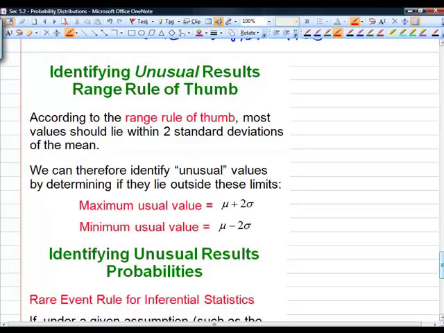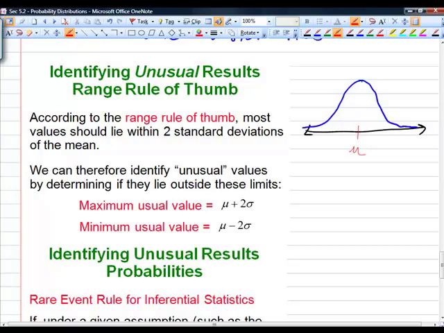According to the range rule of thumb, most values should lie within 2 standard deviations of the mean. We can therefore identify unusual values by determining if they lie outside these limits. Do you guys remember our normal distribution that had this shape? It was symmetric and bell shaped. We're getting close to coming back to this shape a lot. We said that if we know the mean, and remember for what we just did, the mean was the expected value, the sum of x times p of x, the mean lies dead set in the center.